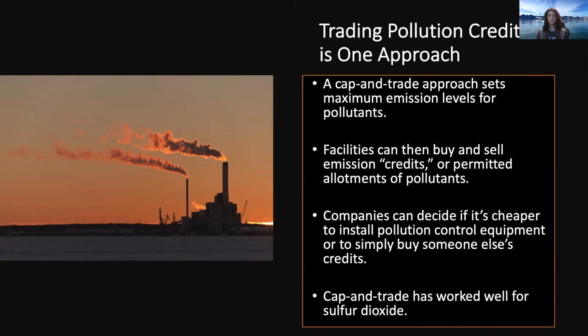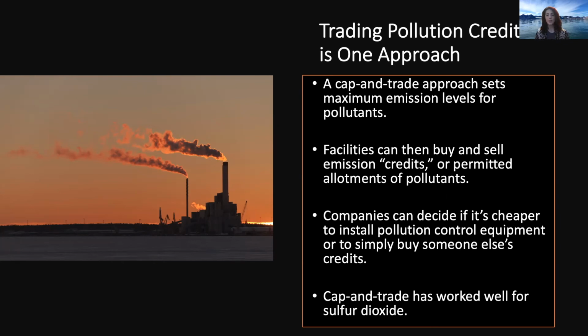One of these is a market-based, quote, cap and trade system. In this cap and trade approach, the EPA sets maximum emission levels for pollutants. Facilities can then buy and sell emission credits or permitted allotments of pollutants. Companies can decide for themselves if it's cheaper to install pollution control equipment or to simply buy someone else's credits. So we call this cap and trade, and it has worked well for sulfur dioxide.